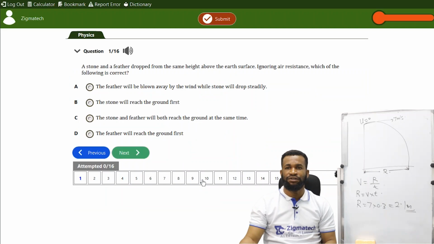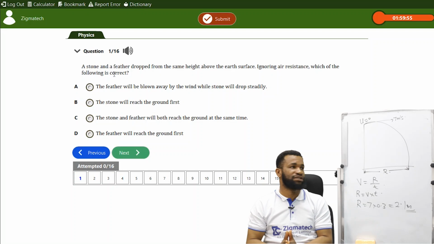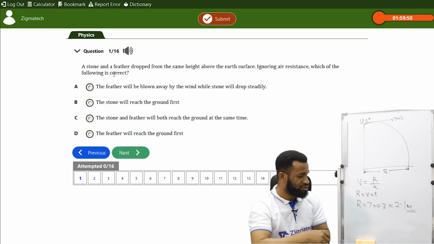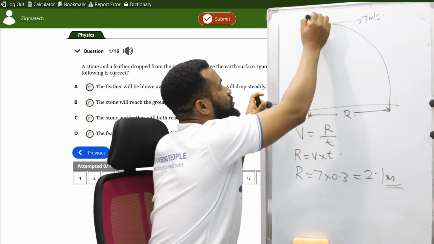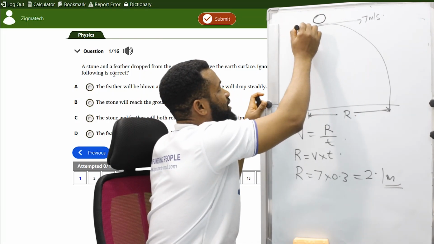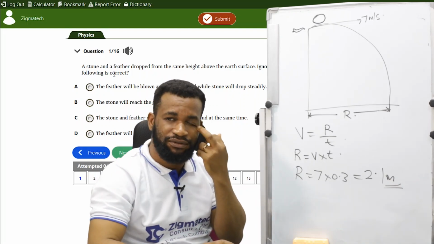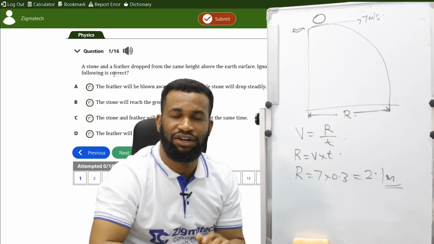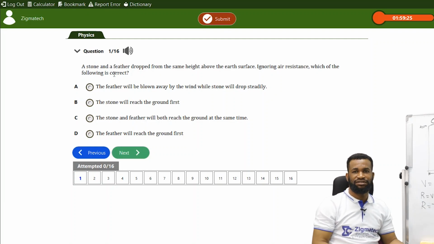Let's get started. So the question here is saying a stone and a feather. Very important. I love this question. It said a stone and a feather drop from the same height. Let's assume this is a stone and this is a feather, right? And are dropped from the same height above the Earth's surface. Ignoring the air resistance, which of the following is correct?